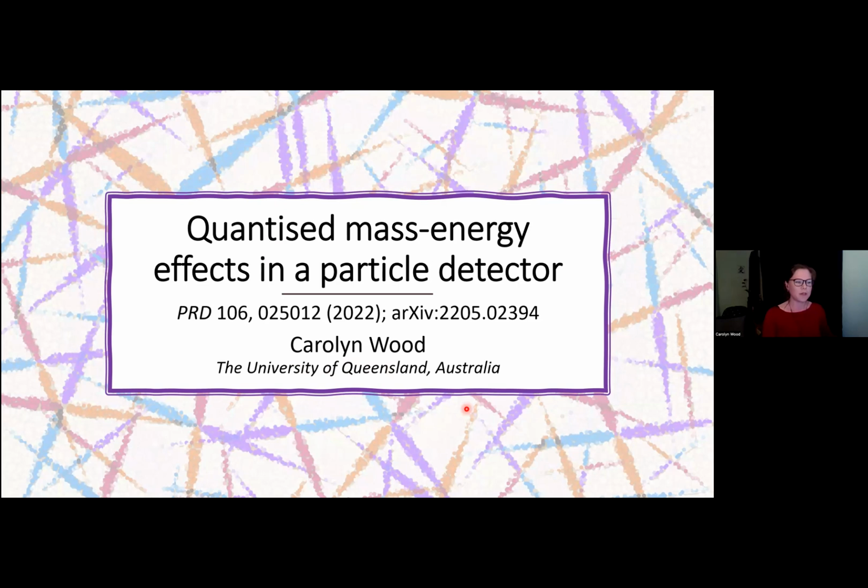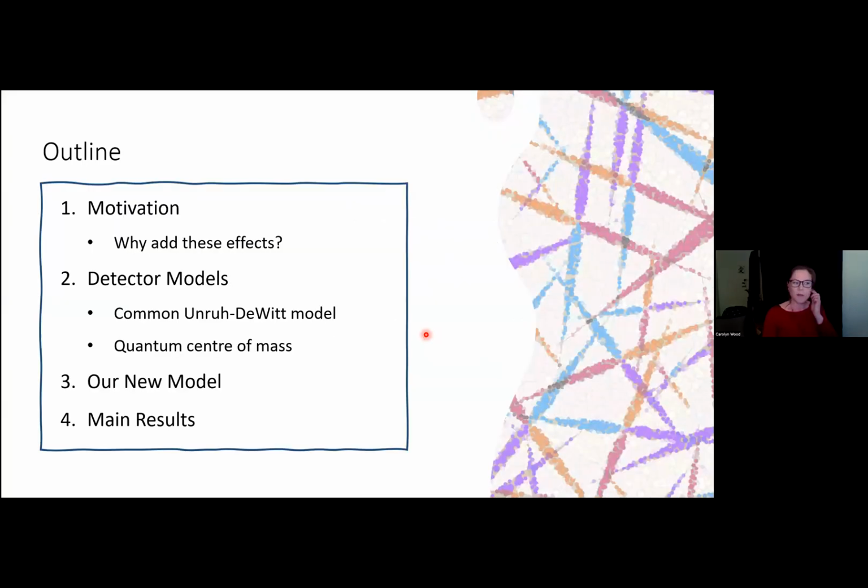Okay, so today I'm going to talk to you about some work contained in our recent paper here, in which we incorporate mass energy equivalence into an Unruh-DeWitt detector model. So I'll start by discussing why we might want to add mass energy equivalence into a detector model, and then I'll briefly look at a couple of previous models, in particular the basic definition of the Unruh-DeWitt detector, which we're building upon, before getting into the new work we've done and what we've learned.